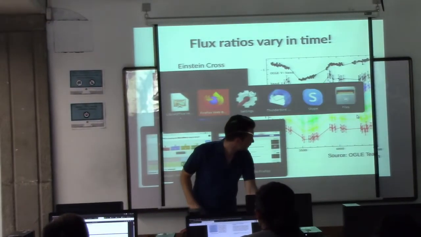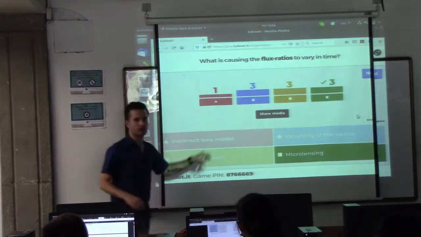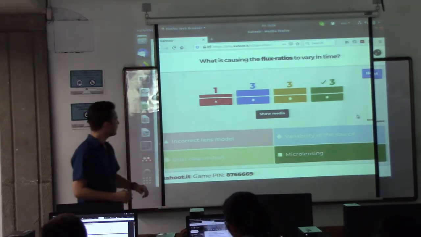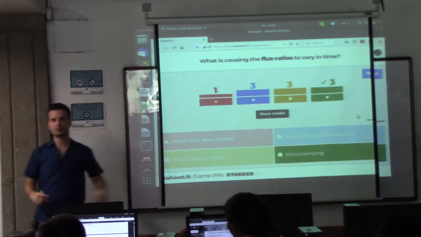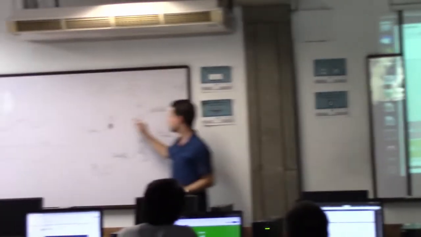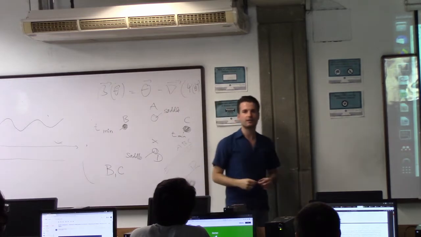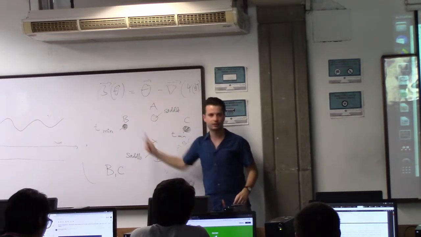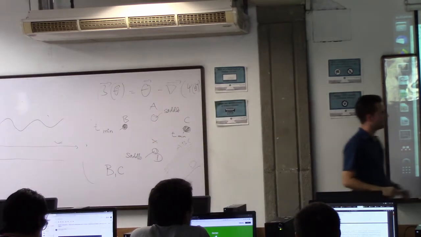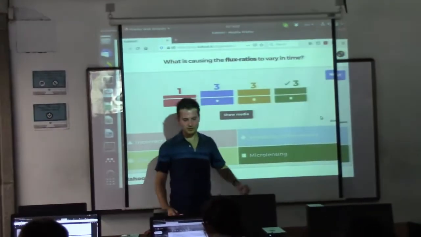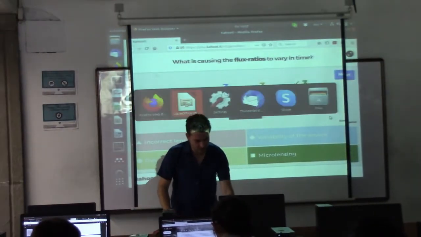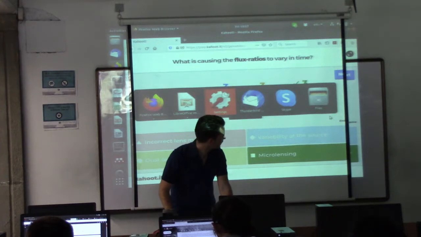The lens model is the easiest thing to rule out. Because no matter how bad your lens model is, you are just in principle measuring the brightness of these images, and the lens model doesn't necessarily have to enter into them. And it's actually the microlensing by stars.